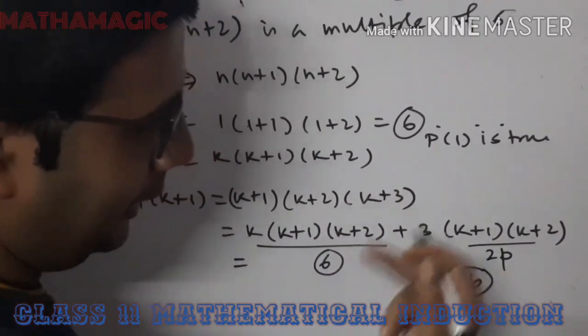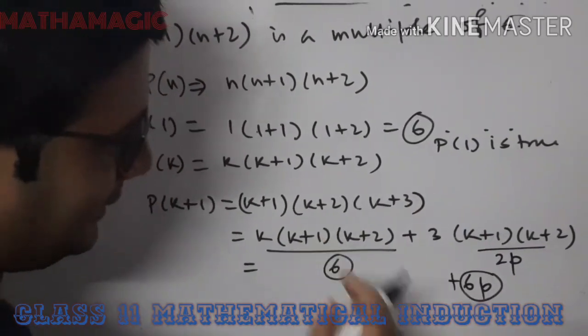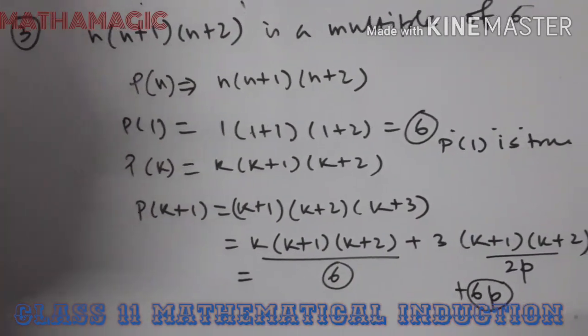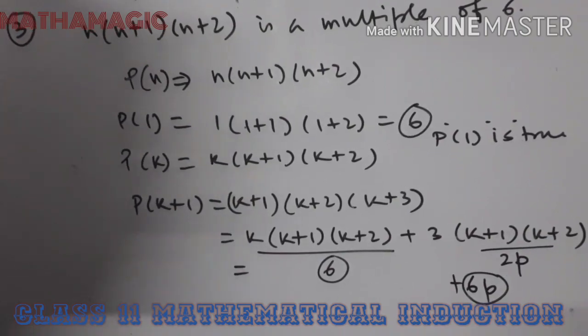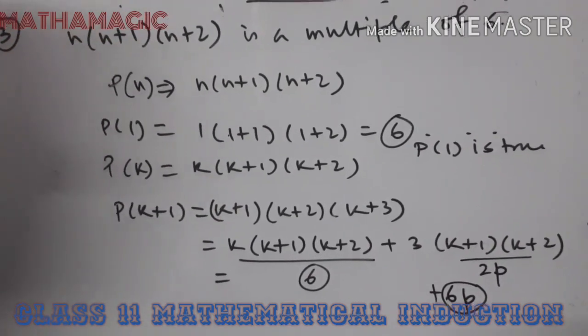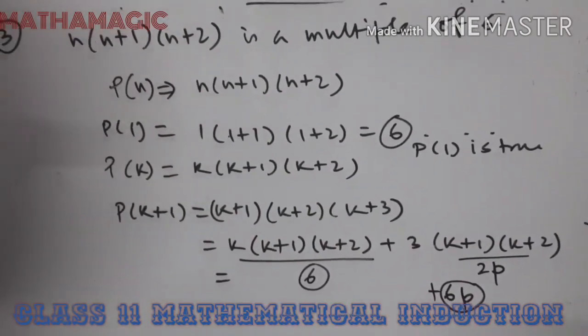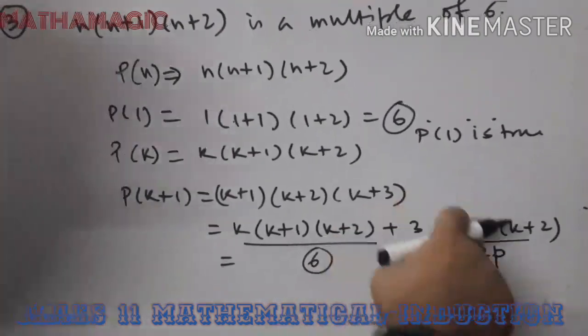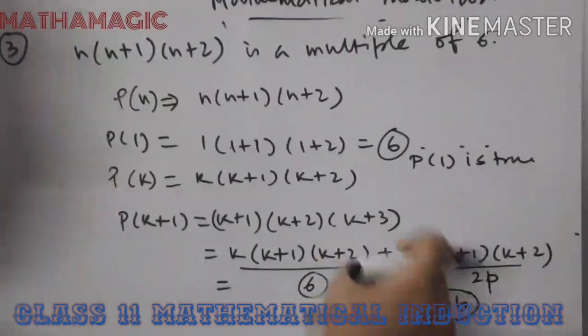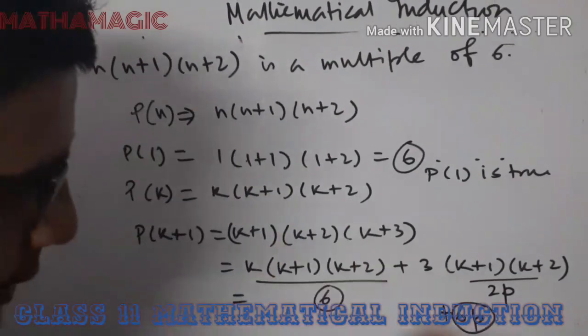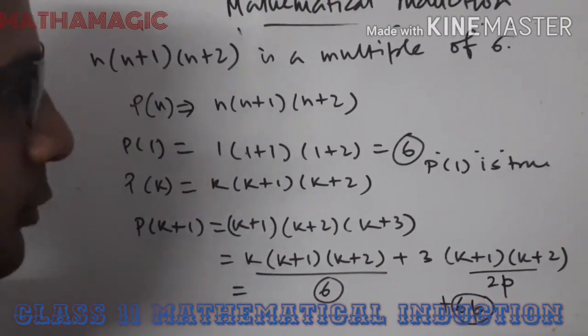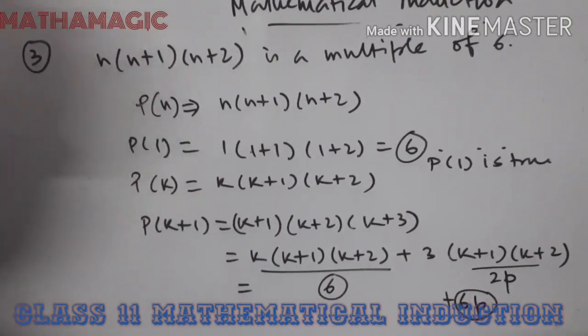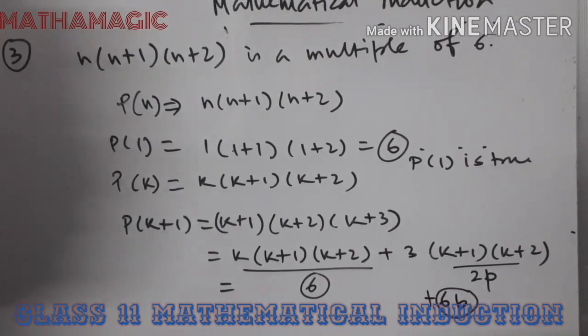So 6p is definitely a multiple of 6. Hence, we can make the statement that p of k plus 1 is also a multiple of 6, so that we can say that the whole thing is true. Please note it down and try to understand the concept, because it's a bit confusing. If you understand it properly, then it's very easy. So please note it down so that we can move to the last problem.